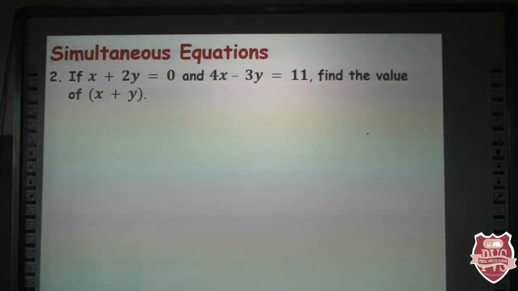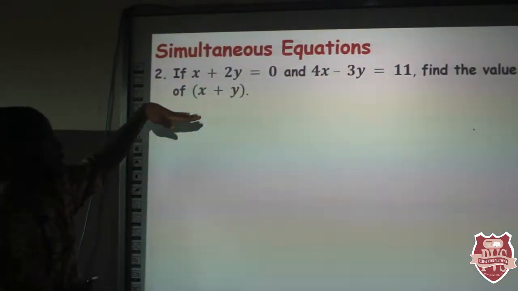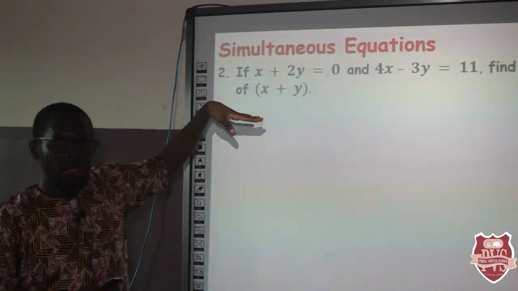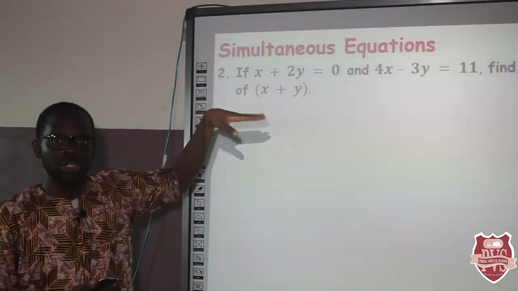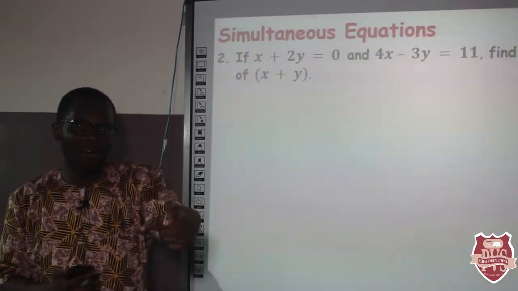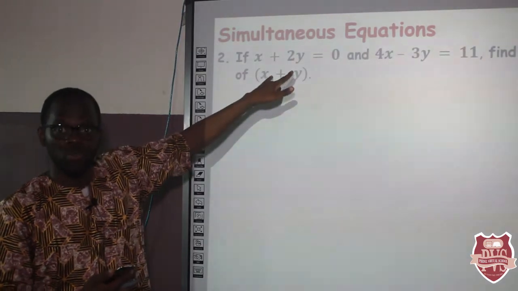And it reads, if x plus 2y is equal to 0 and 4x minus 3y is equal to 11, find the value of x plus y. Aha. Now here you have to be very careful. You've got to be careful because in this question, once you get the values of x and y, you don't stop there. You go one step further to now find the value of x plus y.